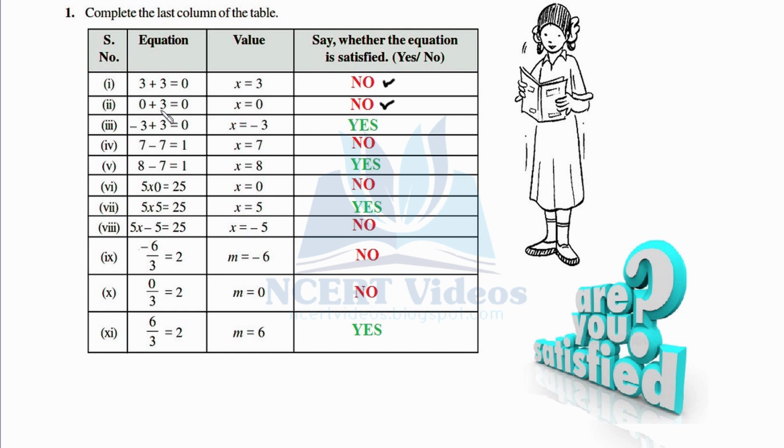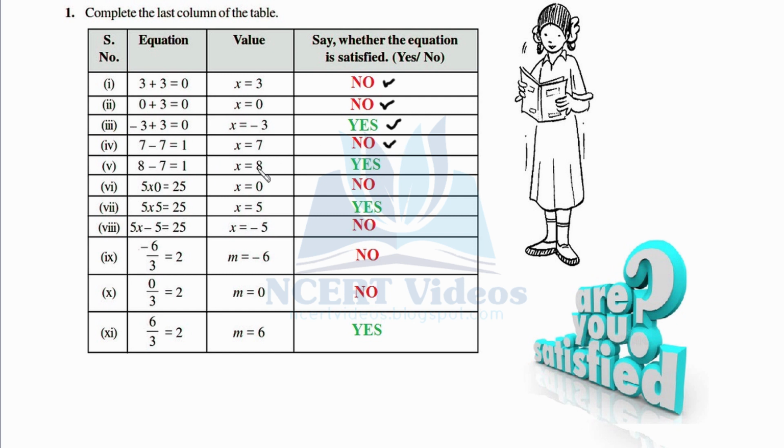Third, placing x equal to minus 3. Here, you get minus 3 plus 3, which is what? 0. Signs are different, so you subtract. Therefore 0. 0 equal to 0? Yes. Therefore, it is satisfied. Now fourth part, x equal to 7. When you put 7 here, you get 7 minus 7 equal to 1. Well, 7 minus 7 is what? 0. 0 is not equal to 1. Therefore, no, not satisfied.